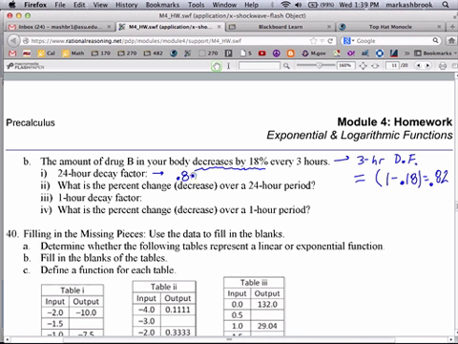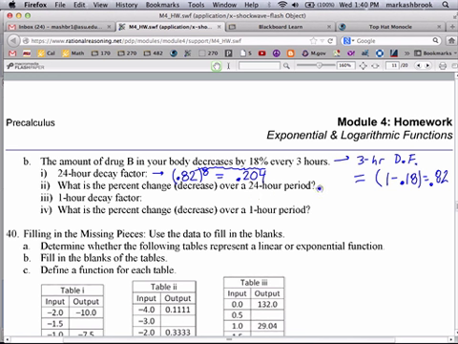He wants to raise it to the 8th. Agree with that? Yeah, because if it's the 3-hour decay factor, how many 3-hour periods are in 24? How many times would we multiply this by this to advance 24 hours? 8 times, right? Because there's 8 3-hour periods in a 24-hour period. All right, let's get that. So what's 0.82 to the 8th? 0.204. Someone else get that? Yep. So what's the percent change every 24-hour period?